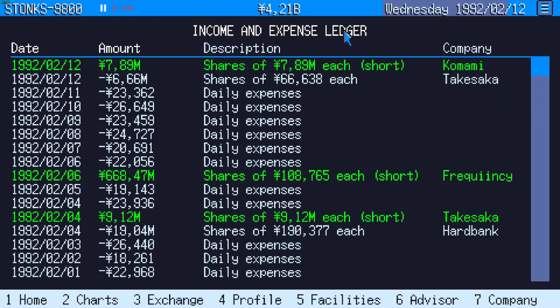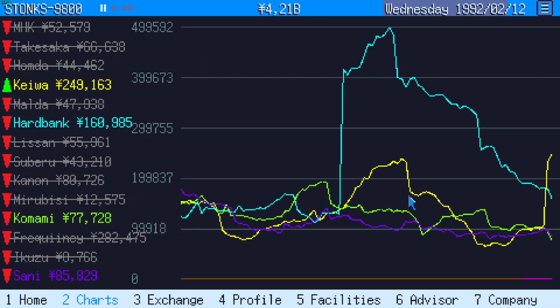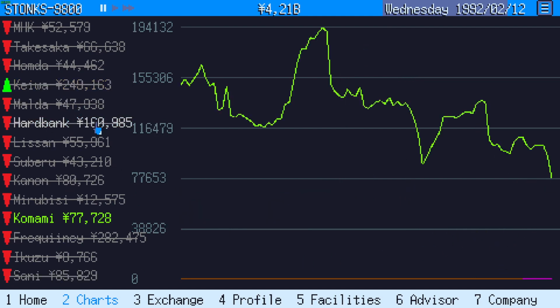And you see when we come to the income and expense, it actually shows up as a positive value. Right now this is a positive value, but if we had the other side of our little T chart that I drew earlier, it would show a negative 7.89 million as a loan or a credit value. So what we're going to do now is let time pass, and keep an eye on Komami here. We're going to look and hope it goes below the price of 77.728.